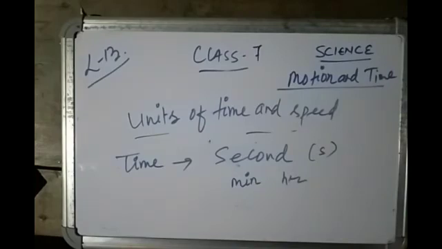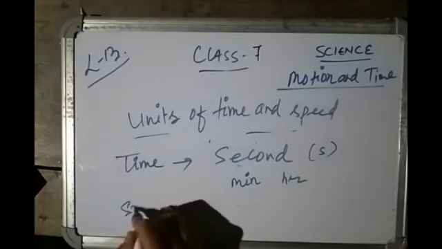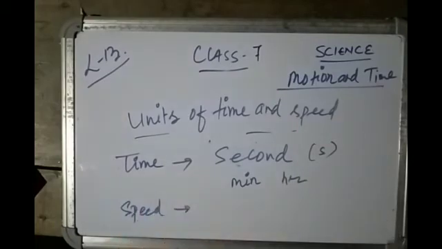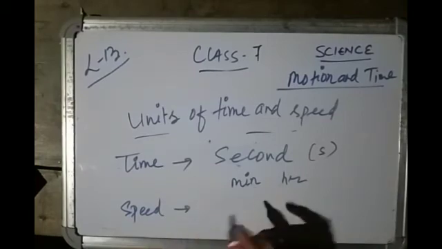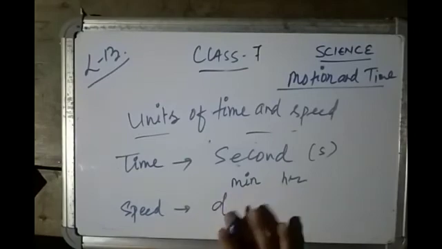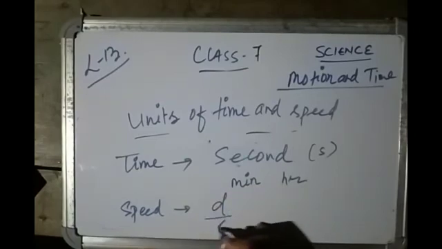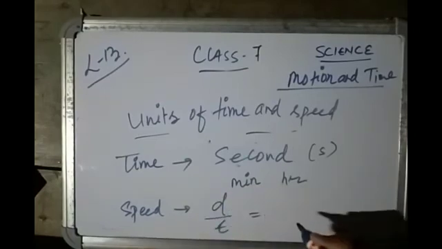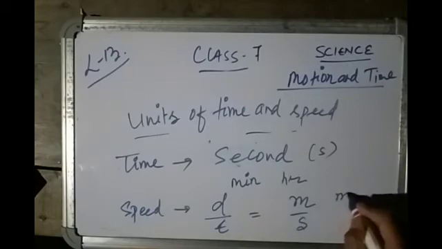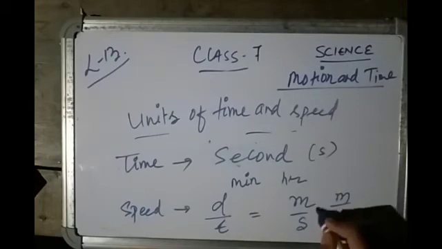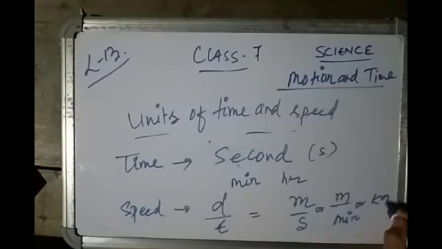What will be the basic unit of speed? Since the formula of speed is distance by time, obviously the unit will be meter by second, meter by minute, or kilometer by hour.